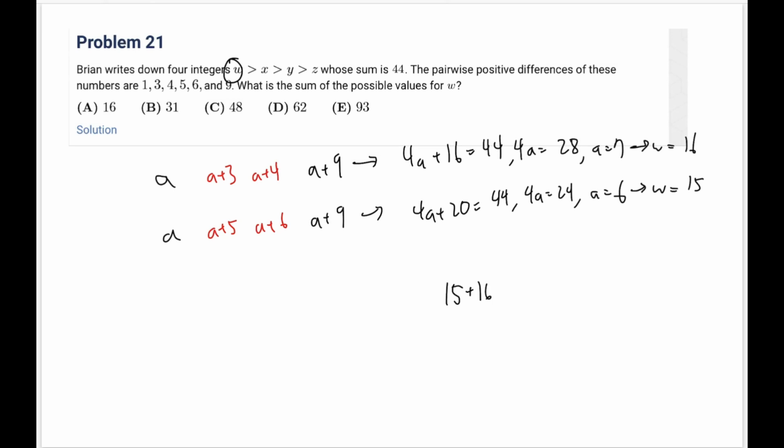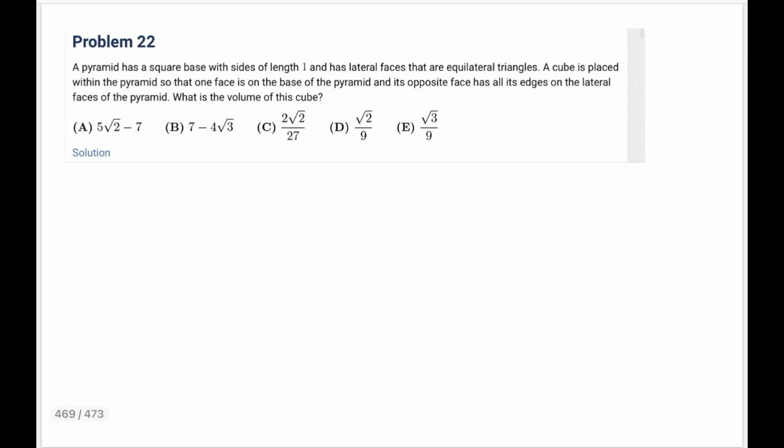The answer is B. Number 22, a pyramid has a square base with sides of length 1 and has lateral faces that are equilateral triangles. A cube is placed within the pyramid so that one face is on the base of the pyramid and its opposite face has all its edges on the lateral faces of the pyramid. What is the volume of this cube?